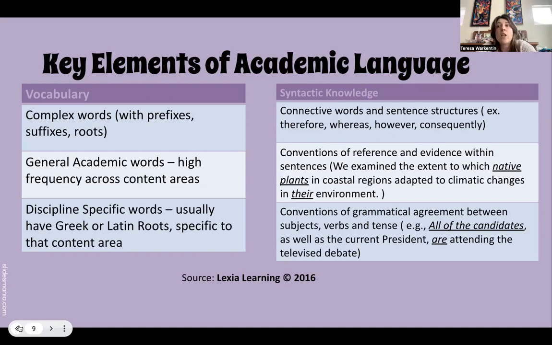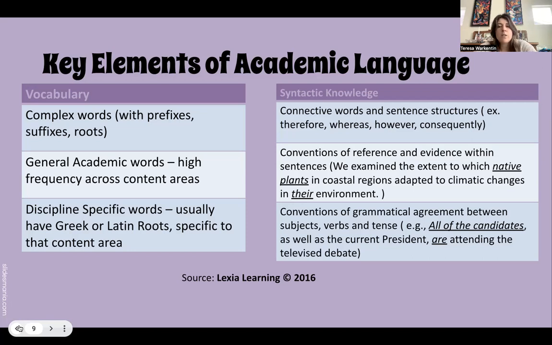It's also syntactic knowledge. Syntax is sentence. It's those connecting words and structures that we use. Words like therefore, whereas, however, consequently, and whom. It's conventions of reference and evidence. An example of this is when we say a sentence like, we examine the extent to which native plants in coastal regions adapted to climatic changes in their environment. Whose environment? The native plants. But we have to have syntactic knowledge of reference, referring back to the native plants, to know whose environment it is. We also need to have grammatical agreement.